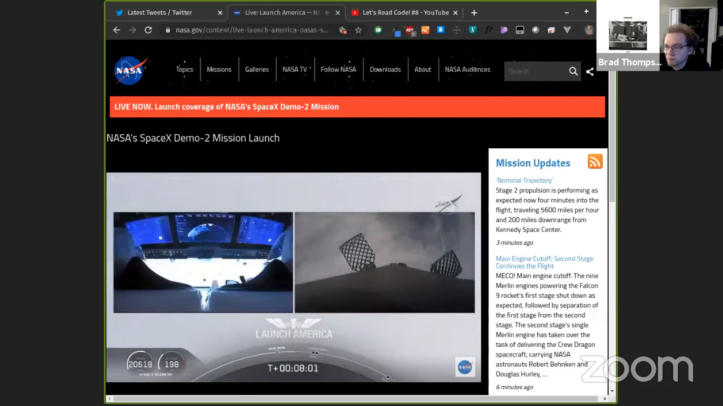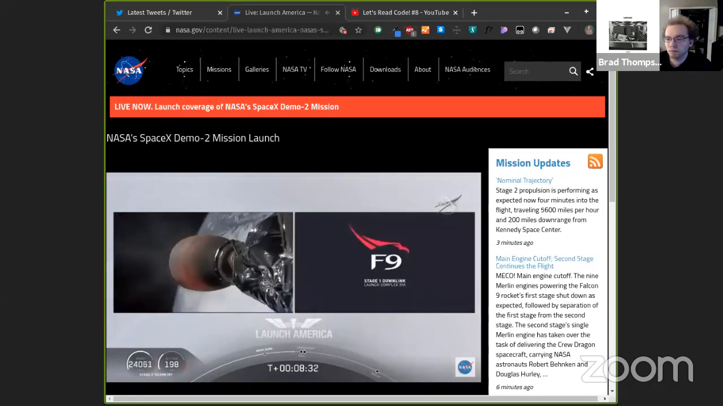Such a cool view on your left screen, seeing Bob and Doug on Dragon. And now you can see the displays that they are seeing right now themselves. We are coming up on 25 seconds or so away from SECO, or second engine cutoff. Also the point where Bob and Doug are experiencing the highest G-force, we're seeing right about 1.8.